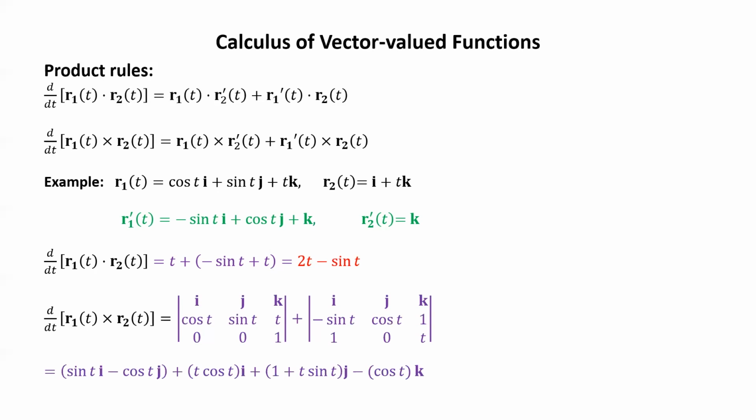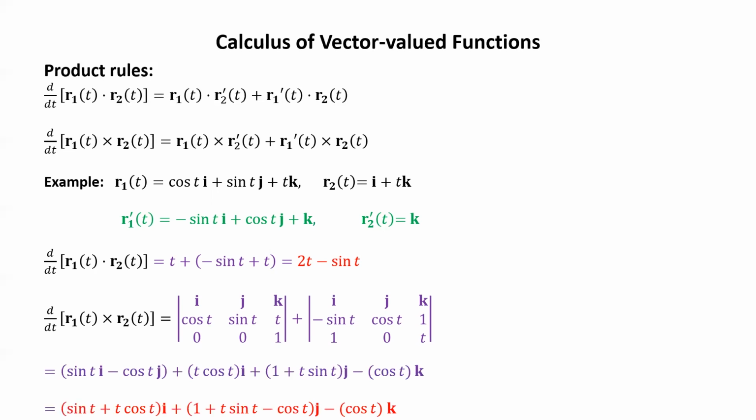For the first cross product, we have sine t i minus 0i. And for the j component, we get 0 minus cosine t j. And for the k component, we get 0 minus 0. So the whole first cross product is in that first set of parentheses there. For the second cross product, we get t cosine t minus 0 i. And then we get 1 minus t sine t, so 1 plus t sine t j. And for the k component, we get 0 minus cosine t k.